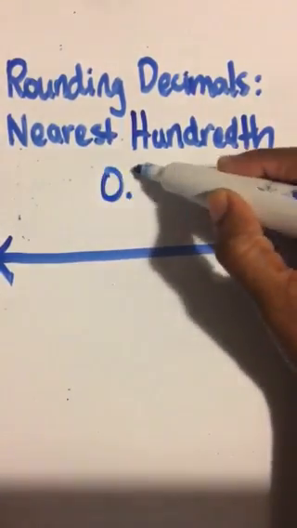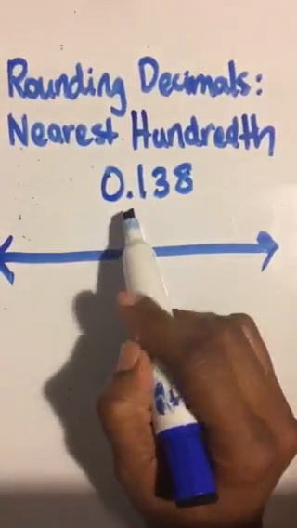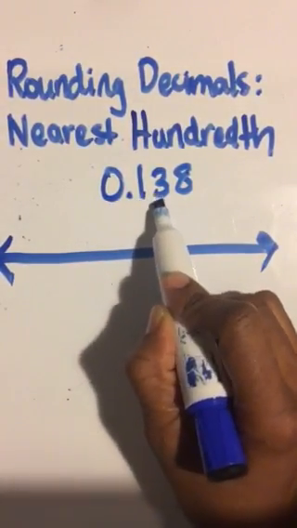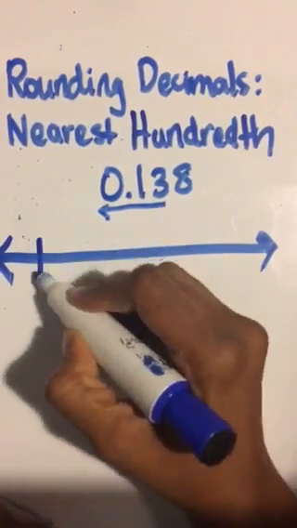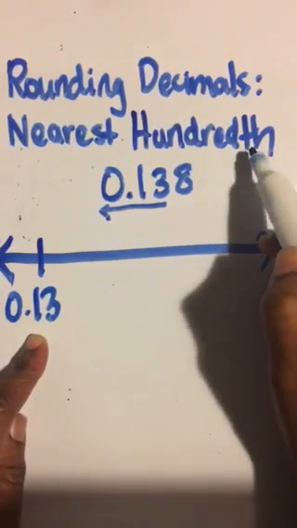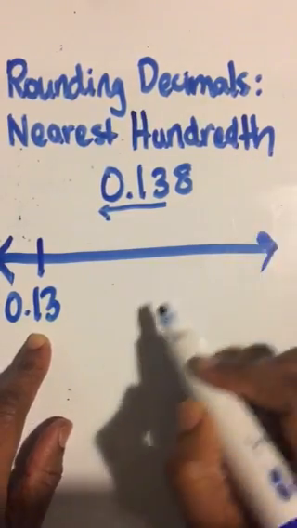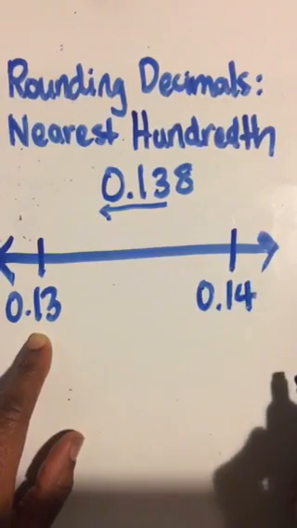So let's start with 138 thousandths. We're going to find our place value: wholes, tenths, hundredths. Everything to the left gets left. So that's going to create our first benchmark, 13 hundredths, which is good because I'm rounding to the nearest hundredth. And then I need to add 1/100th, and that gives me 14 hundredths.